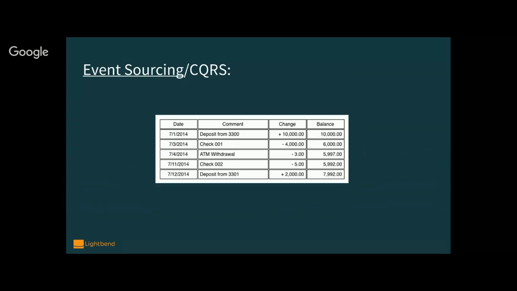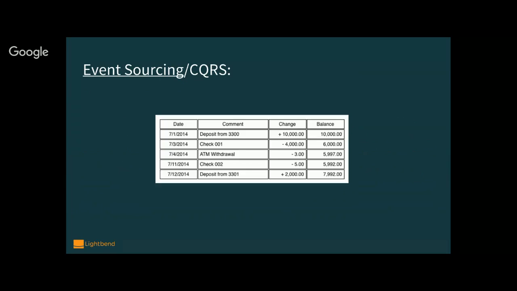So the canonical example we have here is a bank account. All of us have bank accounts, and we have debits and credits, and we have a check register, whether we do it online or do it by hand. And this image you see here is an example. We add $10,000, or we remove $4,000 with check 001. We do an ATM withdrawal, check 002 comes in. We do another deposit of $2,000. We have a balance of $7,992.